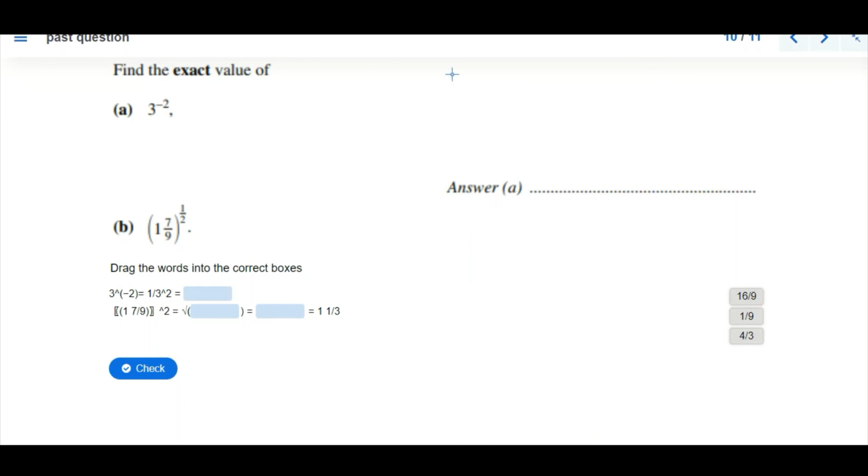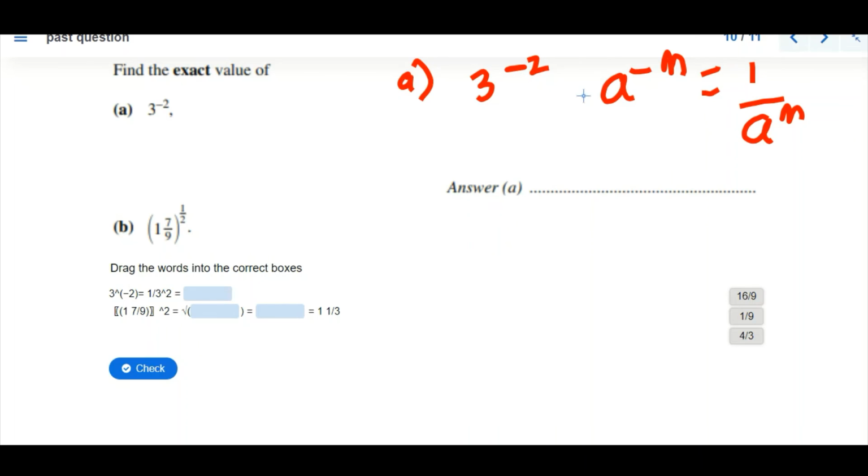We have another past question here we are going to be solving together. Let's pick the first one, a, which is 3 raised to power minus 2. Based on the rules that we have, whenever we have a raised to power minus m, it can be written as what? 1 over a raised to power m. So that's the rule that we are going to be using for this question. So we can rewrite 3 raised to power minus 2 as 1 over 3 raised to power 2. What is 1 over 3 raised to power 2? That is 3 in 2 places, 3 times 3 will give us 9, and that's going to be the answer for this.